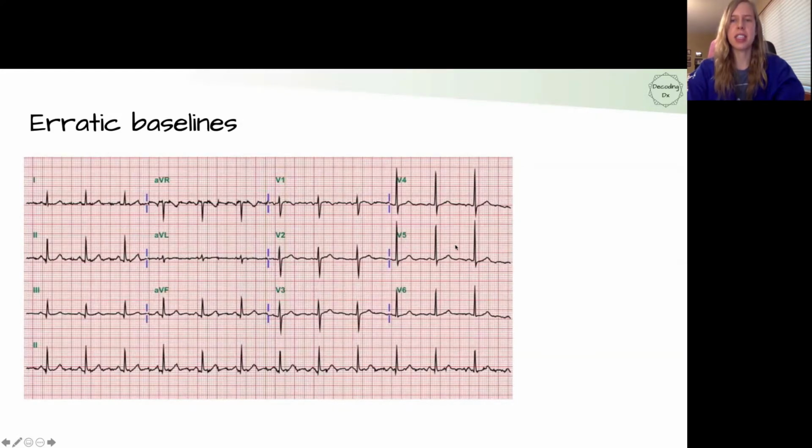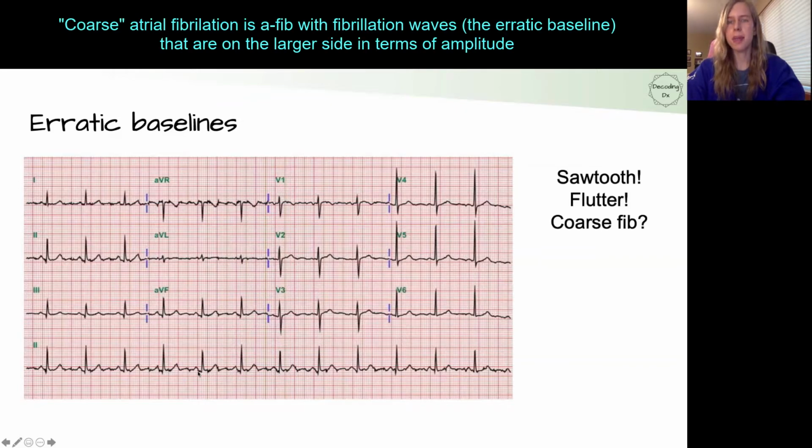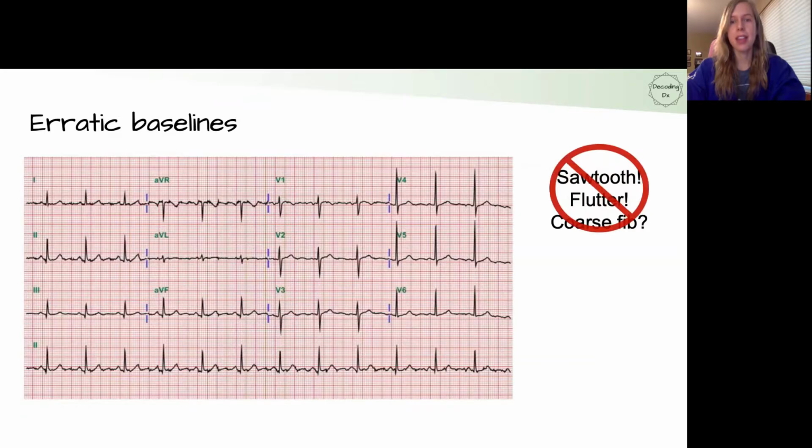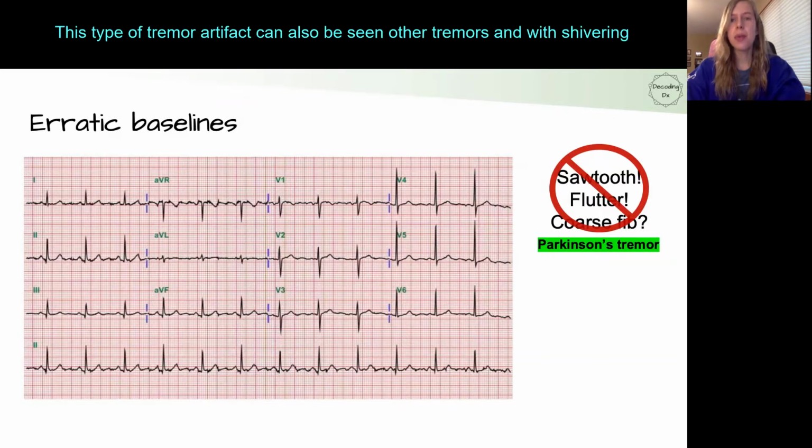So let's start off with some erratic baselines. Let's say you're given this EKG. What's your first thought? What's up with that baseline? Look particularly at lead 2 down here. It's a pretty erratic baseline. Some people would see this and say, hey, that looks like maybe some sawtooth or maybe a coarse fib. While that may be your first instinct, you need to look a little bit more carefully. This patient actually has Parkinson's disease, and the erratic baseline that you see is from their tremor.